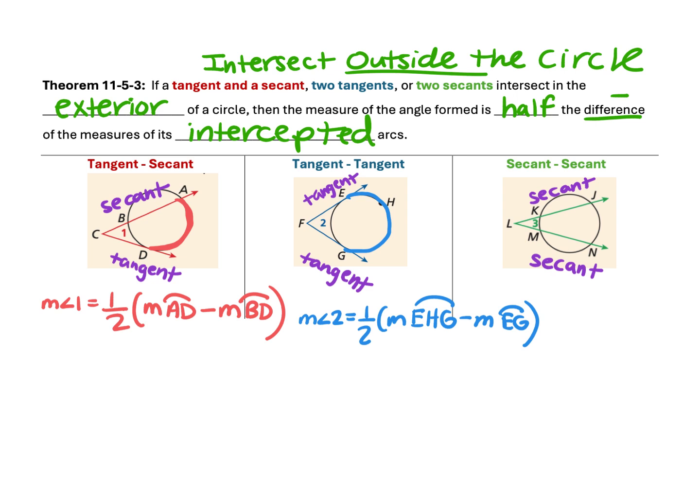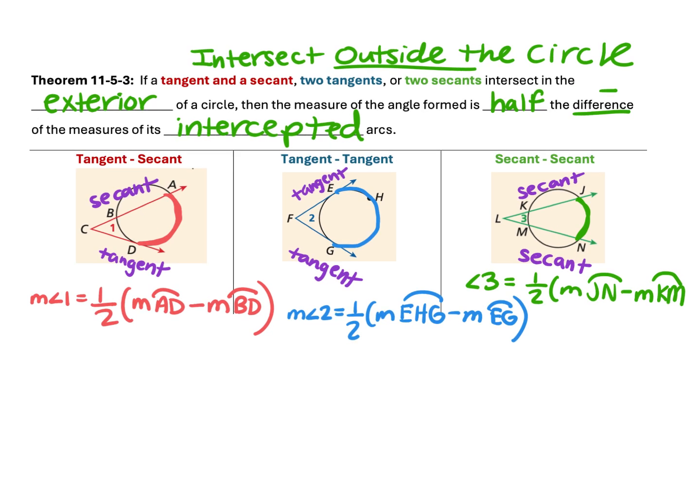And then for our final case, secant, the measure of the angle, angle 3, is going to be 1/2 the difference of the arcs. So again, the big one goes on the outside, the one that's furthest away. Measure of arc JN minus the measure of arc KM. And there we have our theorems.